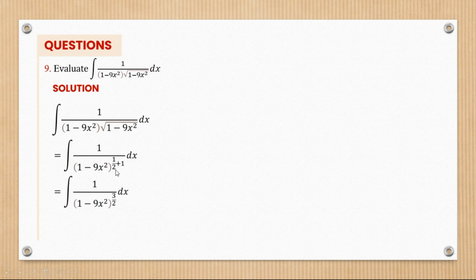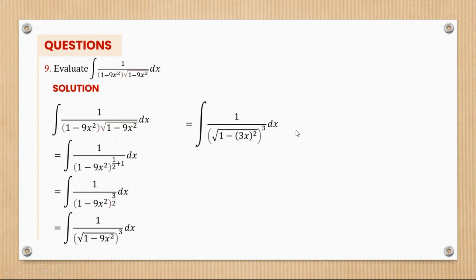Then we'll have 1 over (1 minus 9x squared) with the power 3 over 2, which is the same as putting this under a root and then having it to the power 3. Next we can see that 9x squared is the same as 3 squared, since 9 is actually 3 squared. So you can factorize out the squared and leave (3x) squared in the bracket. Then it will look something like that.